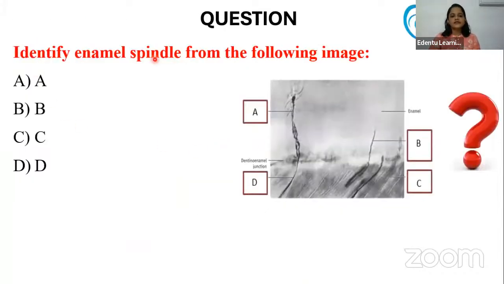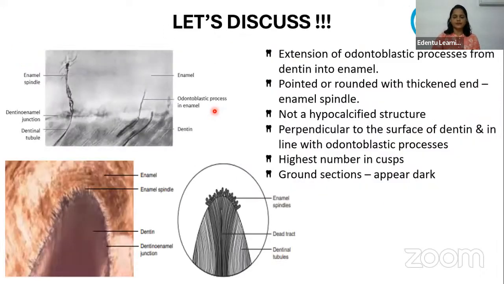Now, identify the enamel spindle from the following image. You have an image, and A, B, C, D are given. You should identify the enamel spindle from this image. The enamel spindle is option A. So this is the enamel spindle. This is the dentino-enamel junction. These are the dentinal tubules, and these are the odontoblastic processes extending a little bit into the area of the enamel. So what is this enamel spindle?